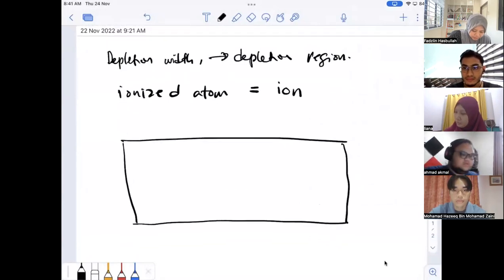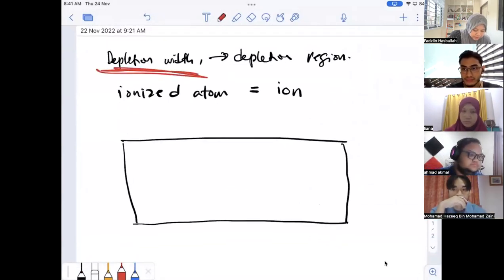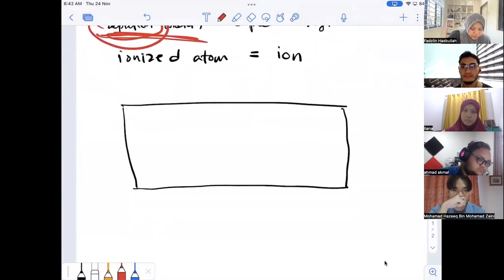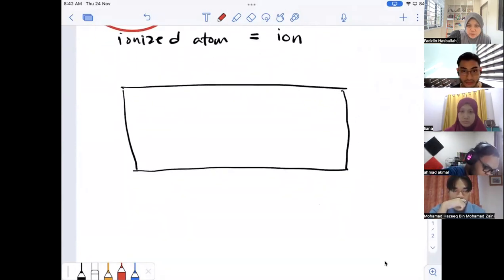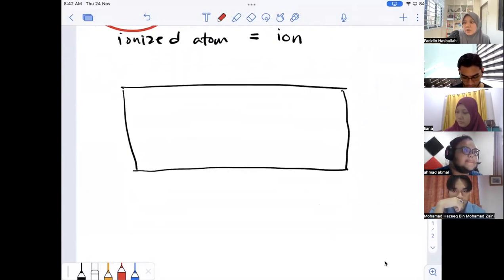Okay, so we're talking about depletion region, depletion width. So we know what a depletion region is. It's important for a PN junction. If you don't have the depletion region, you will not have a PN junction. So it's one of the basics that you have.